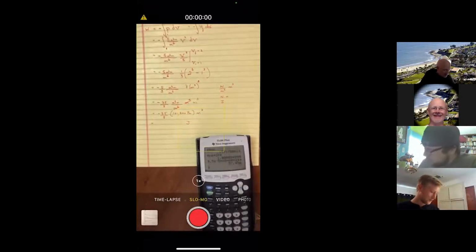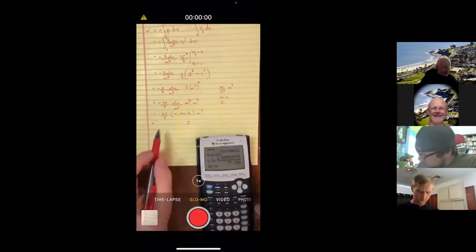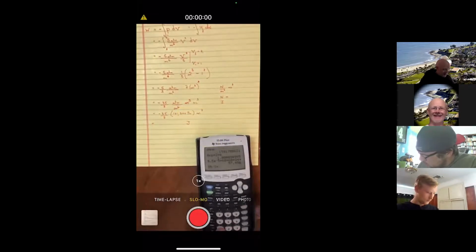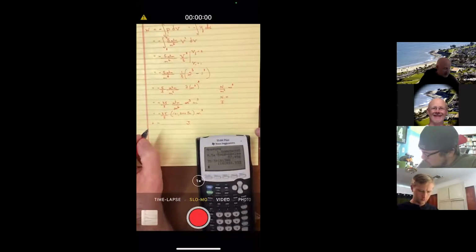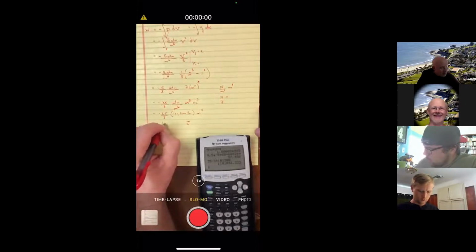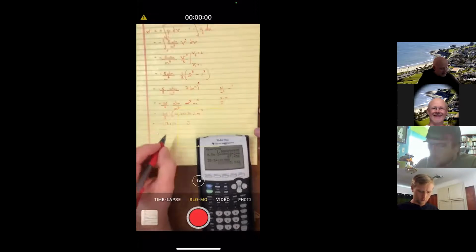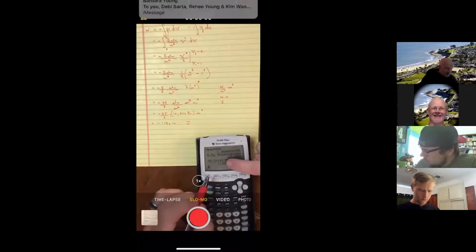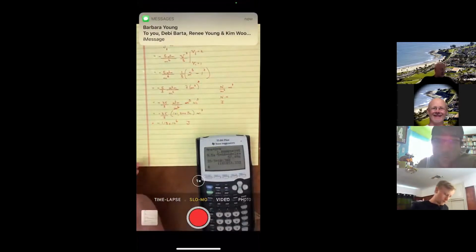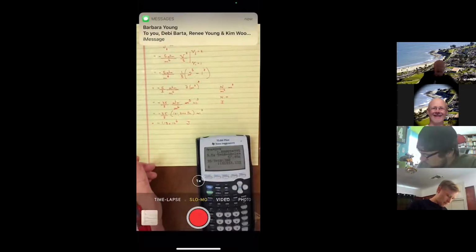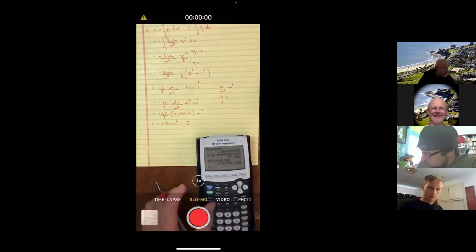Okay, so let me go 35 divided by 3, and then times 101,300. And I still have the negative sign. 1.18 times 10 to the 6th. So 1.18 million joules. And let me make a comment about the negative sign.